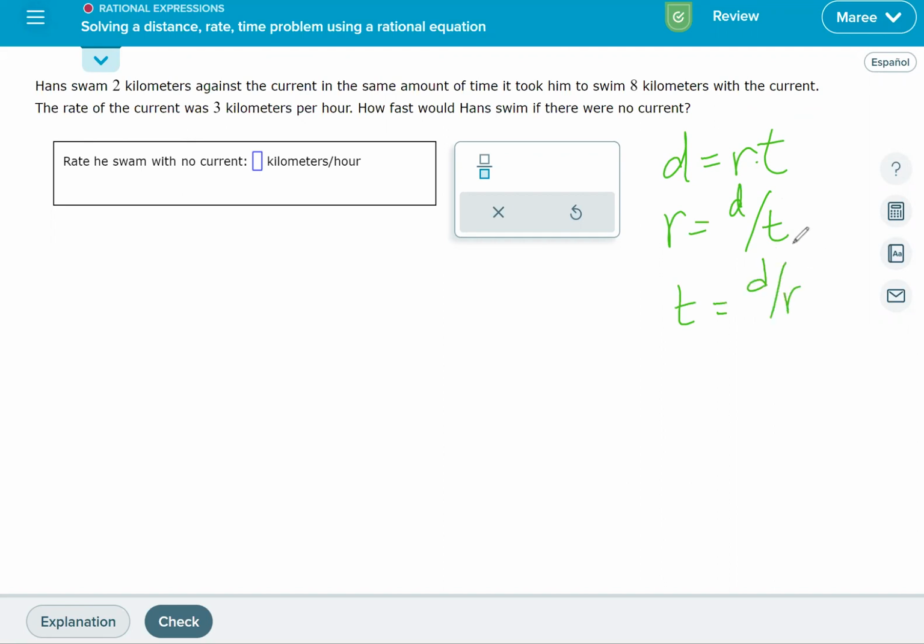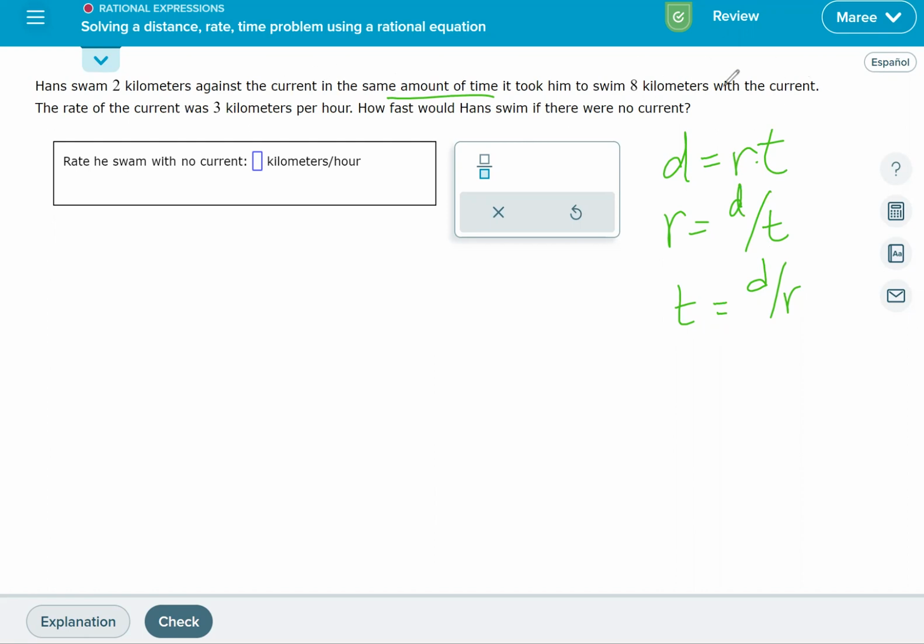So here we have Hans. He swam 2 kilometers against the current in the same amount of time it took him to swim 8 kilometers with the current. The rate of the current was 3 kilometers per hour. How fast did Hans swim if there was no current? We know we're going to be setting 2 times equal to each other because it says the same amount of time. So we need to figure out what our distance and our rate is so we can divide them and then set them equal to each other.